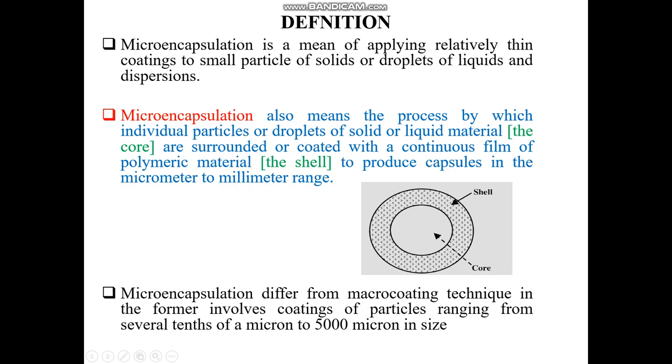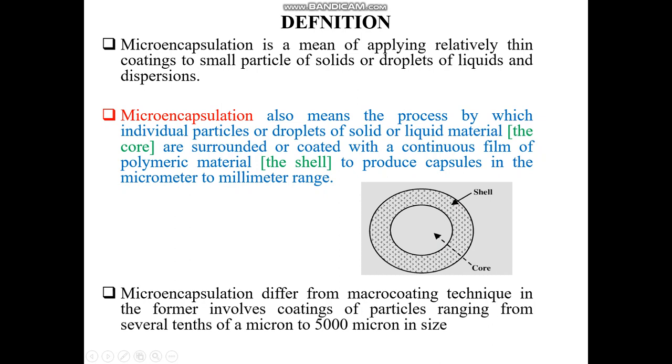So this is a very simple process. The particles or droplets of the solid or liquid materials are actually the core. You can see here, inside this area, this one is the core, and this core is surrounded, or coated, with a continuous film of polymeric material. The polymeric material is the shell, produced for the purpose of making a capsule in the micrometer to millimeter range.